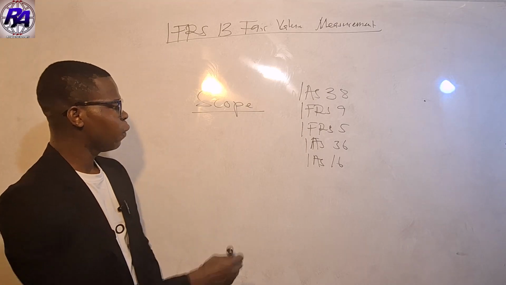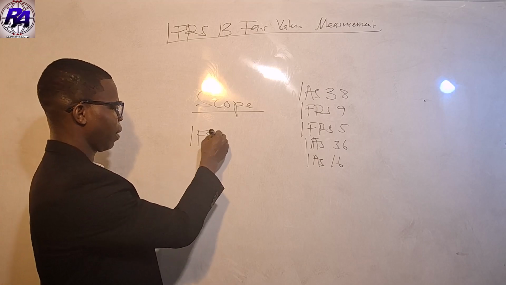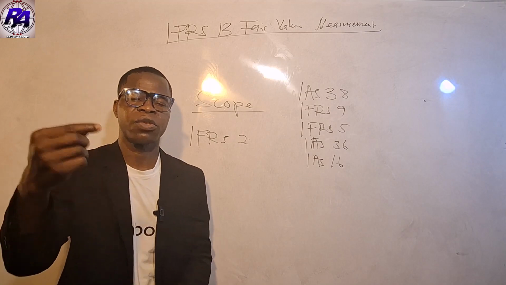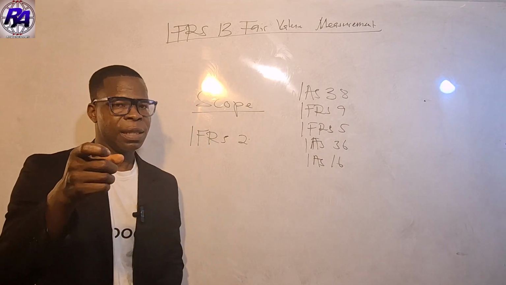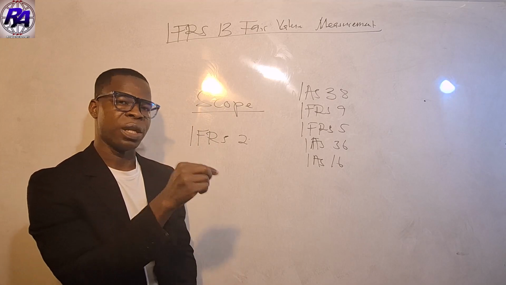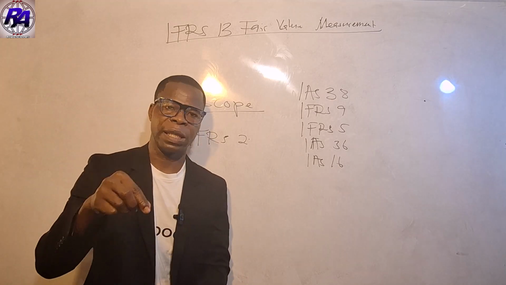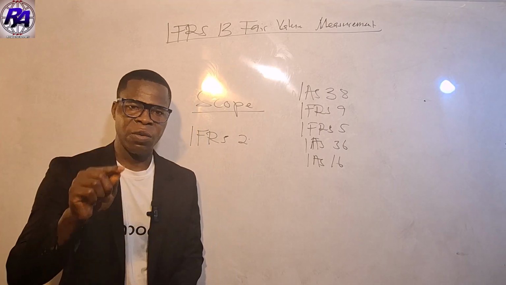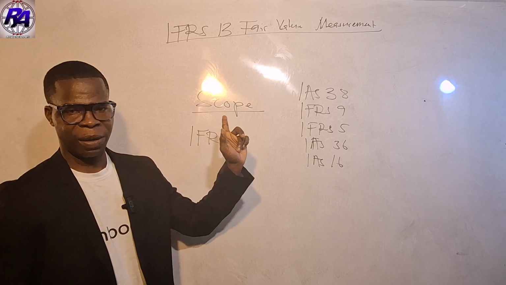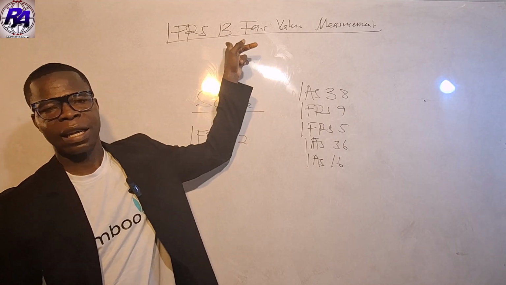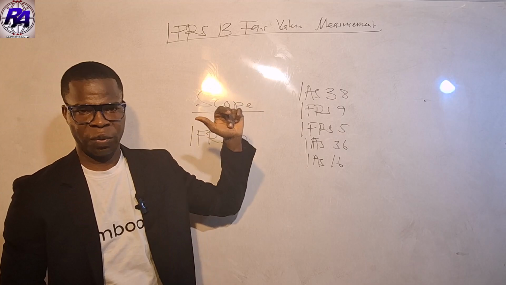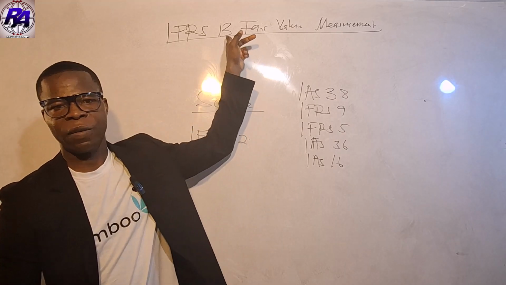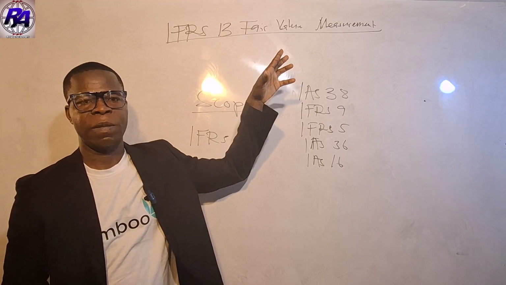However, if you go to IFRS 2, which has to do with share-based payment transactions, an entity is supposed to use the fair value of goods and services, that is the direct method, or indirect method, the fair value of the equity instrument of the entity. The fair value in IFRS 2 is different from the fair value in IFRS 13. So you have to take note. How fair value is measured under IFRS 2 is different from how IFRS 13 fair value measurement is done.